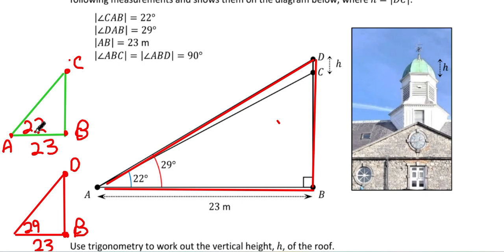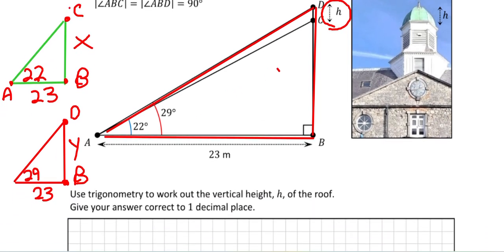The goal of my question is, I'm going to call BC X and I'm going to call BD Y. I'm going to calculate the value of X, then I'm going to calculate the value of Y. And if I take them away from each other, what should I get? What's the difference in their size? The H value. The difference in height is the H value.